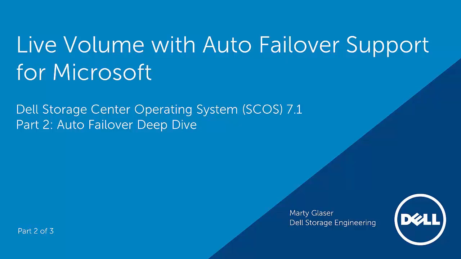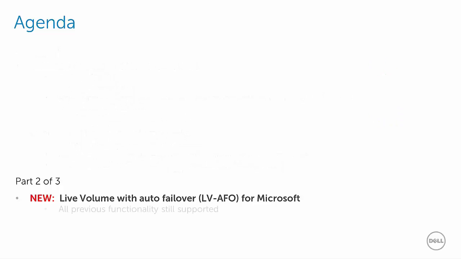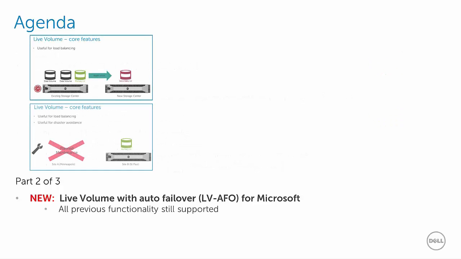Welcome to part 2 of 3 of this demo video series on Live Volume with Auto Failover for Microsoft. Now that we have reviewed Live Volume core features and functionality, let's talk in more detail about the latest enhancement to Live Volume, which is the addition of Live Volume Automatic Failover. This enhancement allows administrators to configure a primary Live Volume to automatically fail over to another storage center if an unplanned disaster takes the primary Live Volume offline.